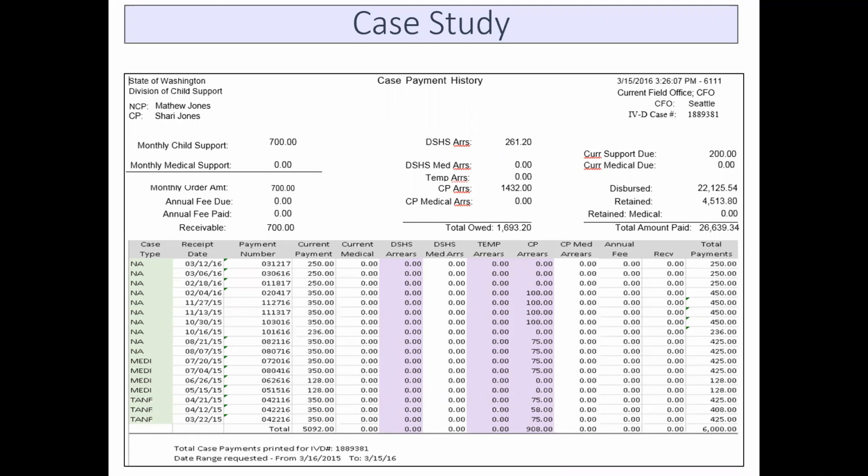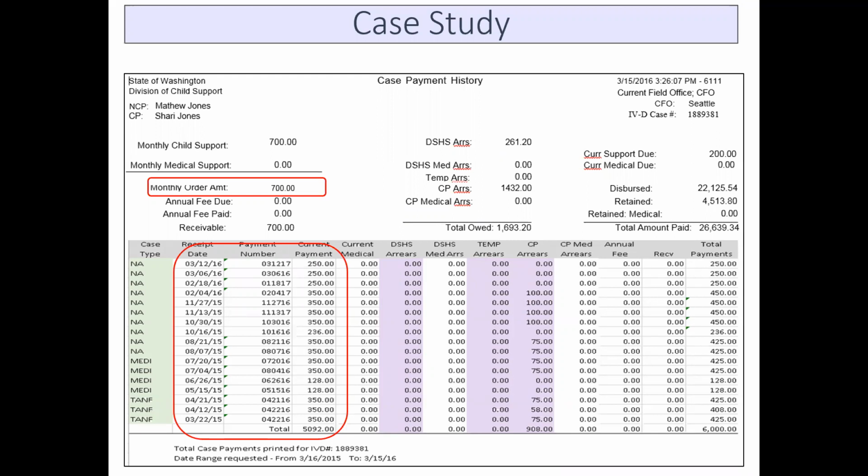So this one, if you look down at the bottom, date range requested 3/16/2015 to 3/15/2016. So we're getting a full year of verifications or history. It tells us the monthly order amount, $700 a month. And then if you look at the history, you'll notice that that doesn't always happen.